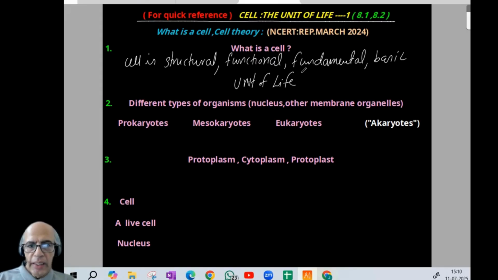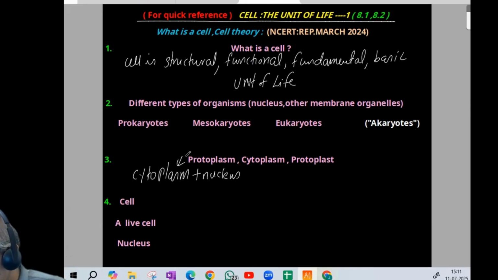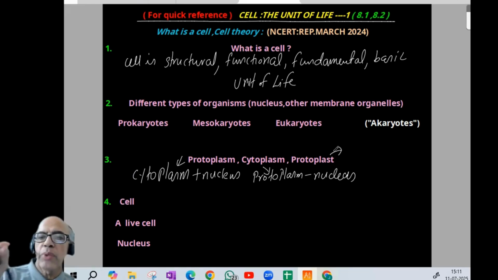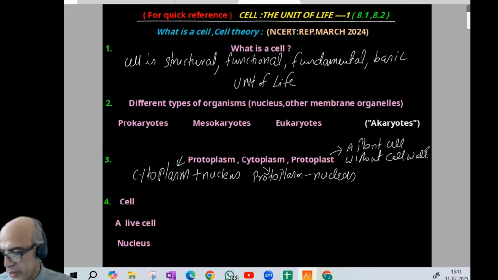I think the idea is clear. Now, 3 basic terms connected with a cell. One is protoplasm. What is protoplasm? Protoplasm we can define as cytoplasm plus nucleus. What is cytoplasm? Cytoplasm means protoplasm without nucleus. So one is plus nucleus, one is minus nucleus. And what is protoplast? Protoplast is generally a plant cell without a cell wall. That is what we normally say. I think those 3 terms are clear.